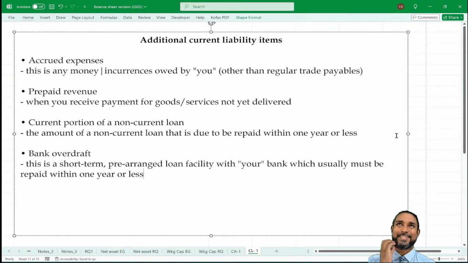There was one other item that I told myself I would mention. I'm trying to remember what it is. This one is kind of already. Okay, so interest owing or dividends.